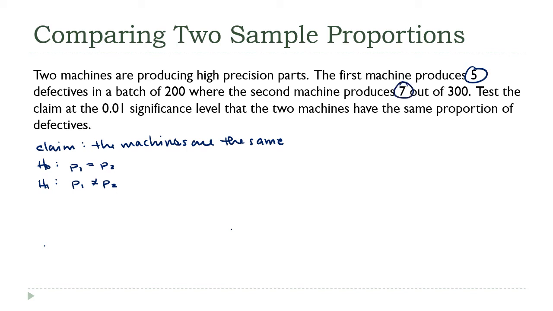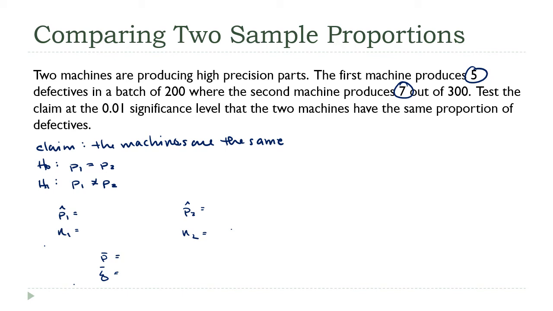And 7 is, of course, greater than 5, so we're squared away there as well. Okay, so let's find our individual values here. We need P1 hat and N1, and we're going to need P2 hat and N2, and then P bar and Q bar.